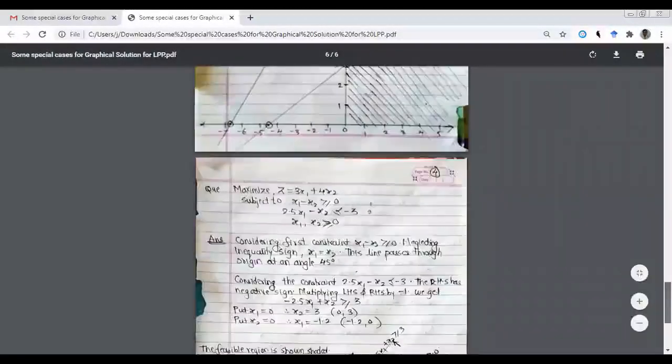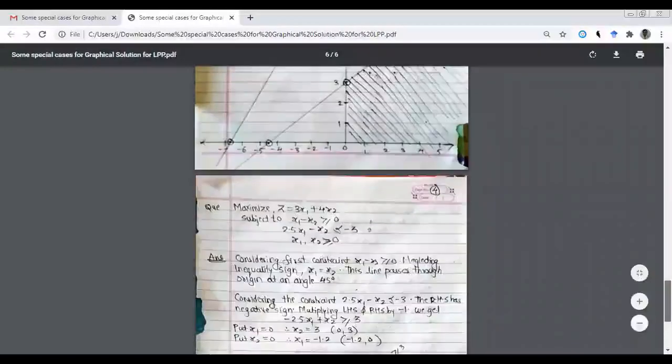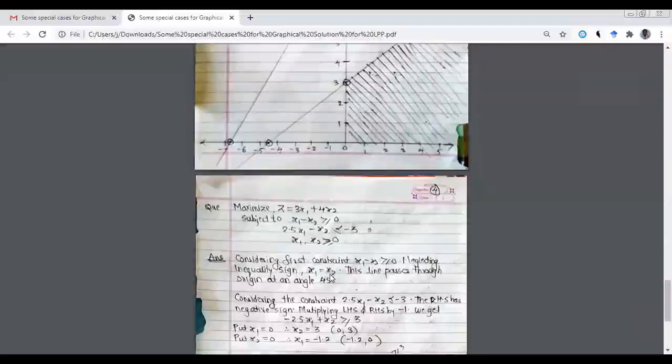Now let's take another very simple numerical. Be alert again. Take your pen and paper, and we'll be solving this numerical together. So we have our first constraint line as x1 minus x2 is greater than or equal to 0. If you neglect the inequality sign, it is x1 equal to x2, and this line passes through the origin at an angle of 45 degrees.